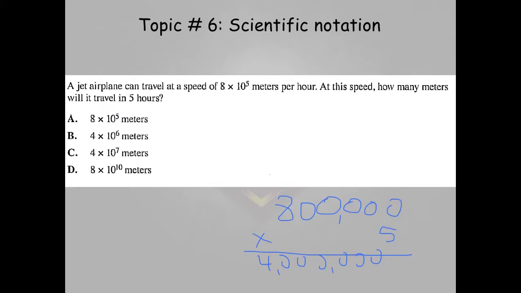So what I did was first I wrote my number in standard form, and it's trying to figure out this is how much it does per hour or 1 hour. So trying to figure out how far it'll travel in 5 hours. Multiply by 5, which is actually easy because these are all zeros. 5 times 8 is 40. And then bring down all these other zeros. So what you'll see is this gives you 4 million, which if you write it in scientific notation would be answer choice B. Did you get that?